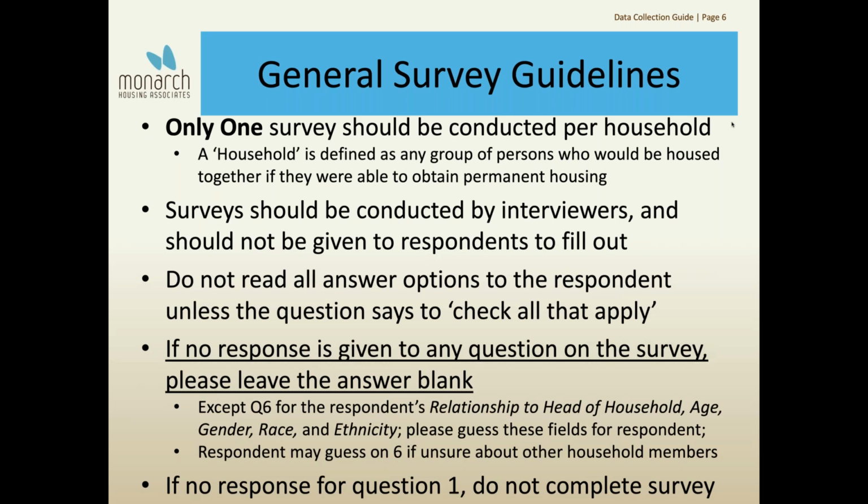Don't read all the answer options to the respondent unless the question says to check all that applies. And if no response is given to any question on the survey, you can leave that blank. Except for question 6, relationships to head of household, age, gender, race, and ethnicity. Please guess these for the respondent. And the respondent may guess if they're unsure about other household members. If no response is given to question 1, then complete the survey.